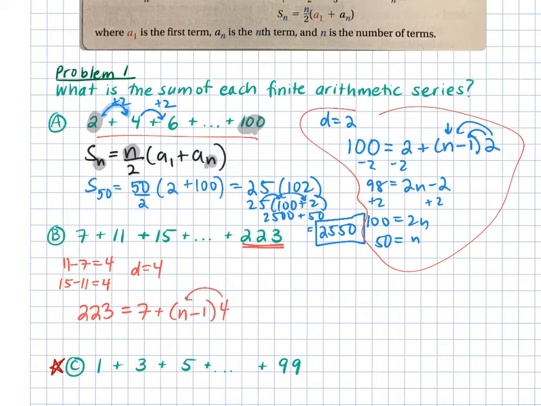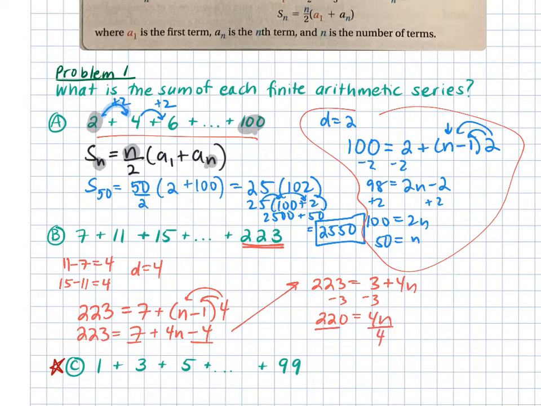So let's distribute that 4. We get 223 equals 7 plus 4n minus 4, which is 223 equals 7 minus 4 is 3 plus 4n. Let's subtract that 3 from both sides. So 220 equals 4n. Divide both sides by 4, and you get 55. So n is 55.